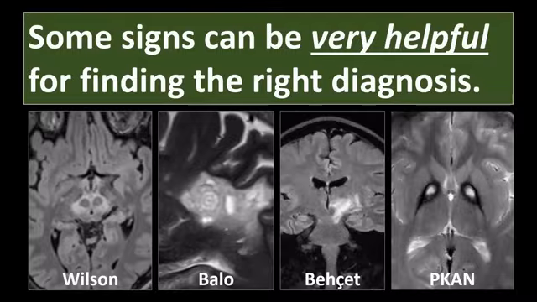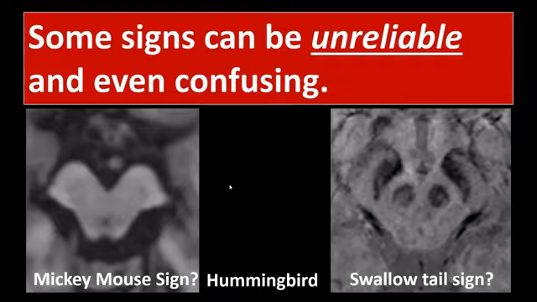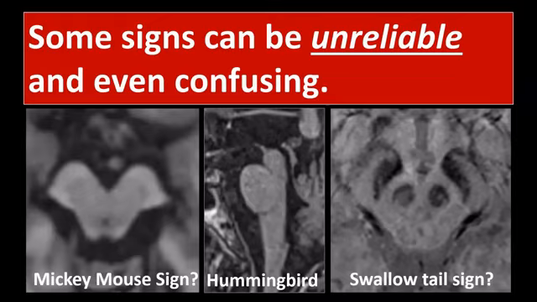They can nevertheless be very helpful for finding the right diagnosis, because these signs are associated with very rare diseases that you wouldn't automatically think about, like for instance the panda sign in Wilson disease, the onion bulb sign in Baló's concentric sclerosis, the cascade sign in Behçet disease, and the eye of the tiger sign in pantothenate kinase deficiency.